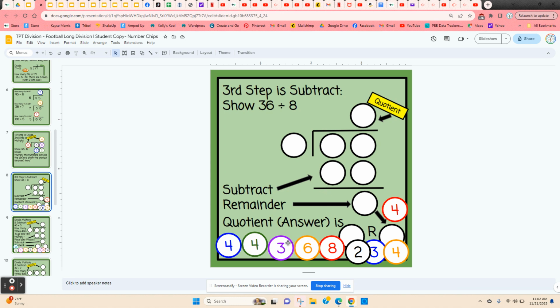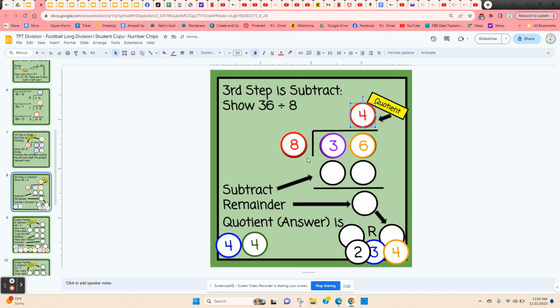So again, 36 divided by 8, they know where to put the numbers. They've already done this step on the previous slide. 8 goes into 36 4 times. Then we multiply. 8 times 4 is 32. And the next step is to subtract. So they're going to subtract, and they'll get an answer of 4, remainder 4.